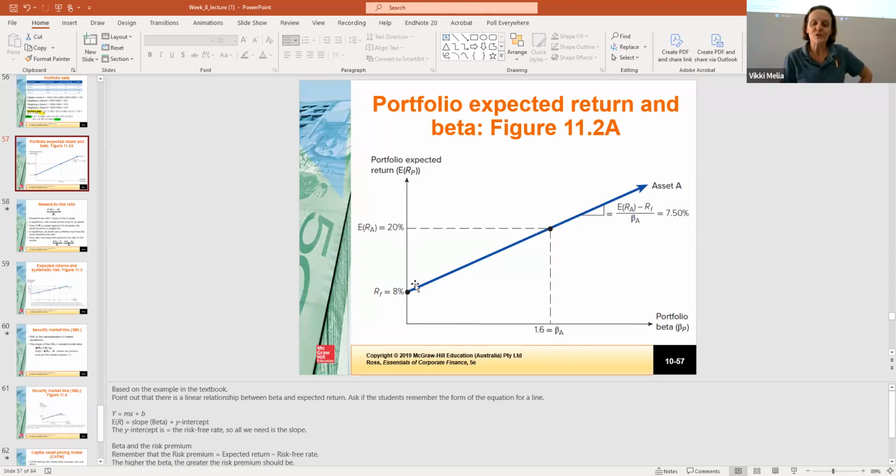What happens to the expected return as the beta or the systematic risk increases? It increases as well. So we can see the expected return is going up as the beta or the systematic risk goes up. That's all we need to take from that graph. We already knew that. If we invest in an asset that has a higher risk, we expect a higher return.